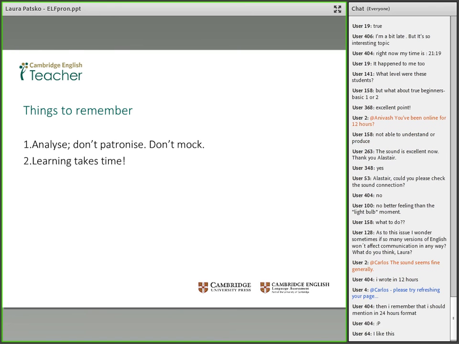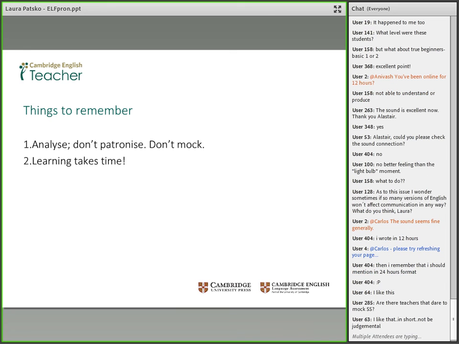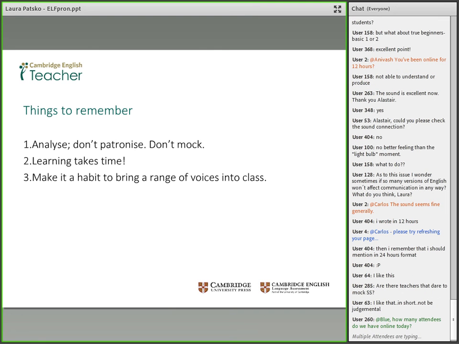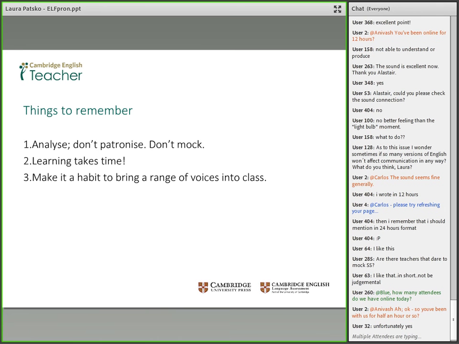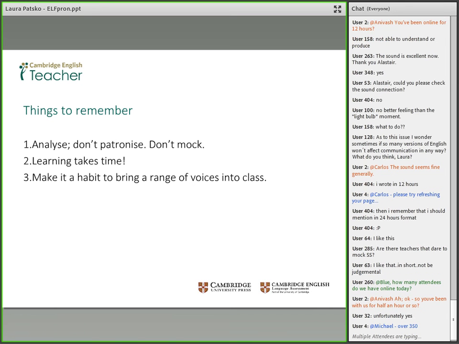And related to that, this takes time. So don't expect miracles overnight, but equally don't give up too easily. It can be a really rewarding process, and it's really important. It's also important to make this a habit. Bring a range of voices into class just as a matter of course, so that it doesn't become an unusual difference and start to stand out.